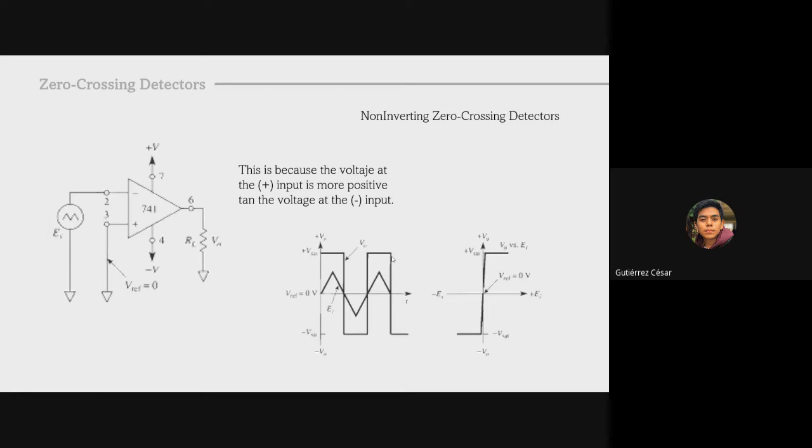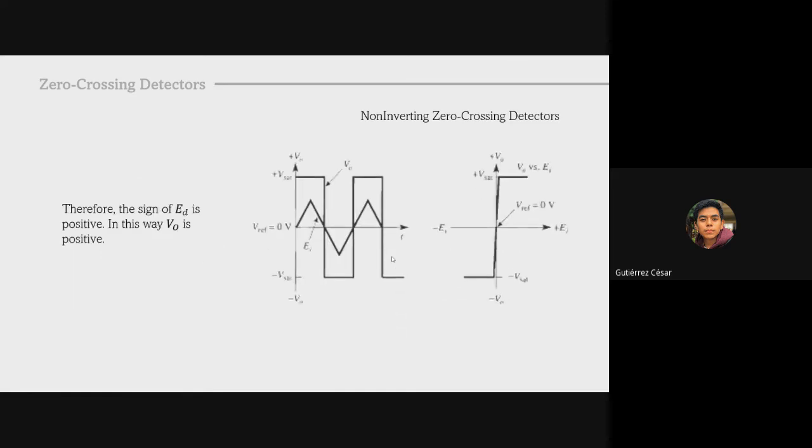The reason for this is that the voltage at the positive input is more positive than the voltage at the negative input. In this way, the sign of ED in the image is going to be positive, and consequently, VO is going to be positive also. Let's say that the polarity of VO tells us if EI is above or below Vref. The transition of VO tells when EI crosses the reference and in what direction.